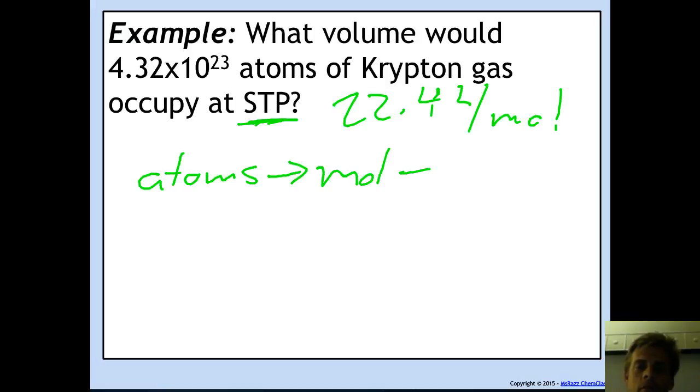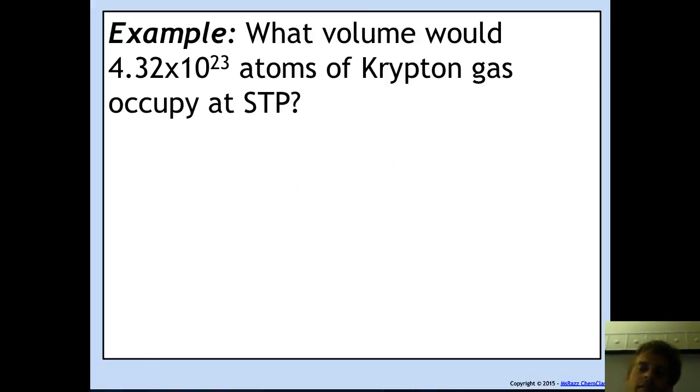Now, once you're in moles, you can go anywhere. And what do they want us to do? They want us to go into volume. Well, what are the conversion factors that are going to get you there? All right, let's look. So let's settle in here, and we'll see where this is going to take us.